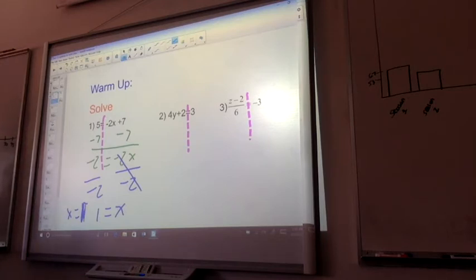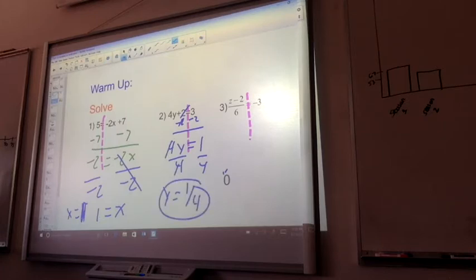Second problem. What should I do? Subtract 2. So that's going to give me 4y, those cancel, equals, is that 1? And then what do I do with the 4 in front of the y? Divide by 4. Y equals 1/4. Is it okay to leave it as 1/4? Sure.